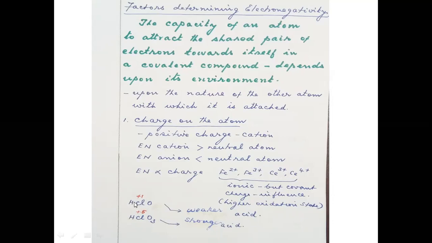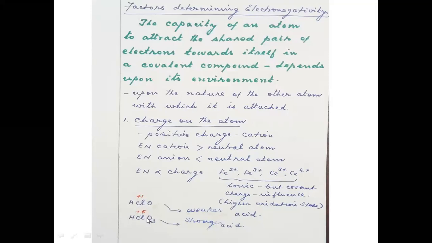Look here, here is also a hydrogen-chlorine bond. Here is also a hydrogen-chlorine bond. This is also a covalent bond and this is also a covalent bond. But the electronegativity, that is, the capacity to attract the shared pair of electrons towards the chlorine, depends upon the charge on the chlorine. Look, oxygen carries two minus charges, hydrogen carries plus one charge. So plus one and minus two, finally plus one is the charge of this chlorine atom.